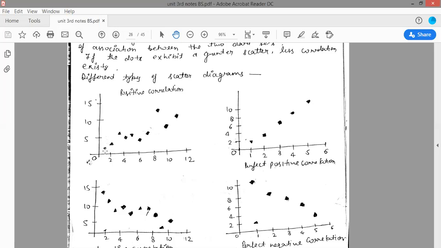Between 0 and 2 there is 1 point, at 2, and here this one. So just look at here, this is a positive correlation.